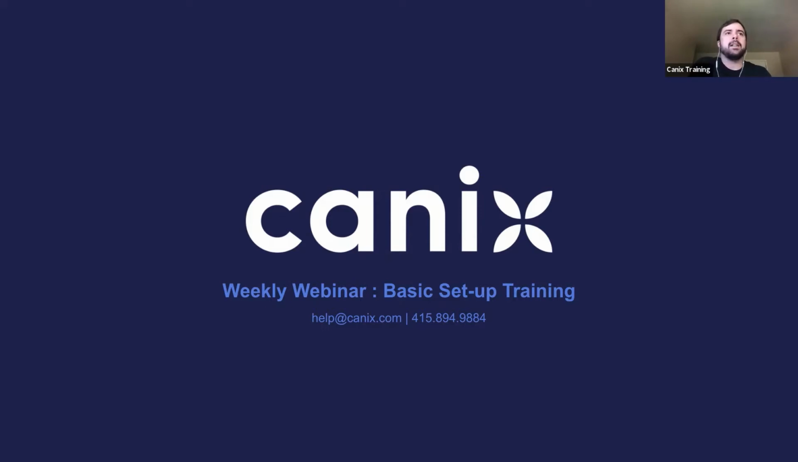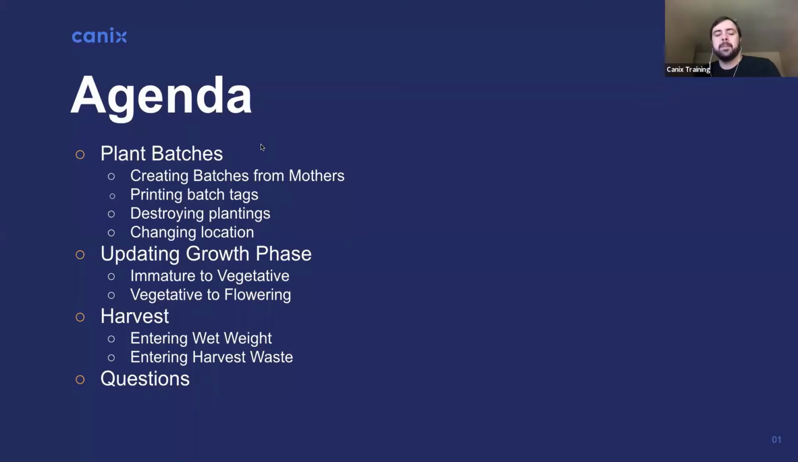So just to give you an overview of how we're going to format this webinar, I'll go through the basic setup. That is to say, creating cultivation batches from mother, then printing batch tags, destroying plantings, and then we'll go through the entire cultivation process. So moving plants from immature to veg, what the tagging process looks like, and then into flowering, and then eventually harvest.